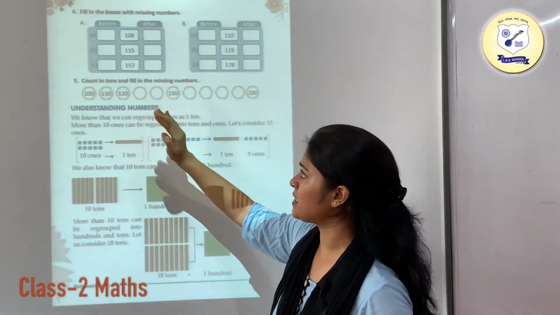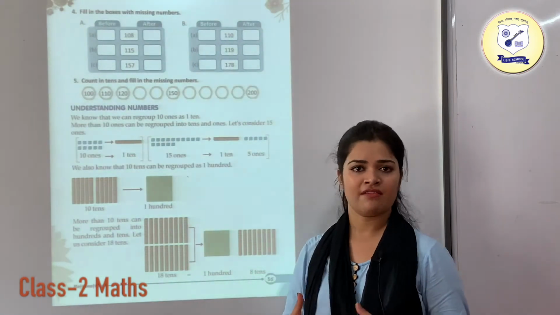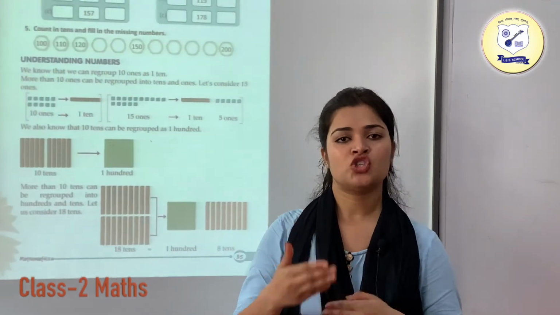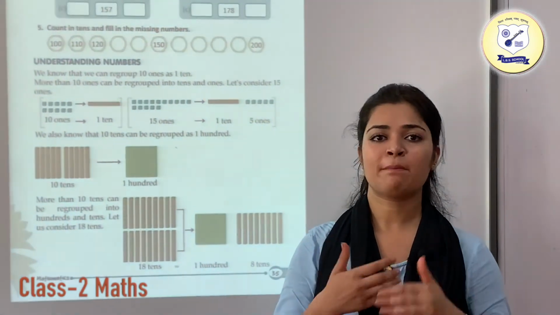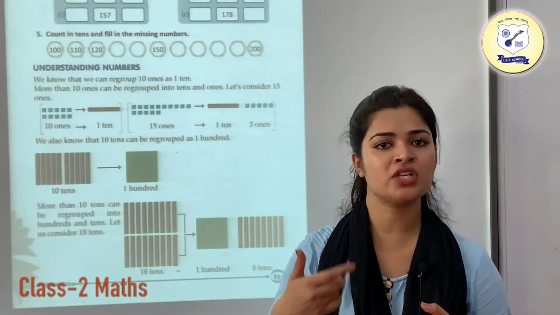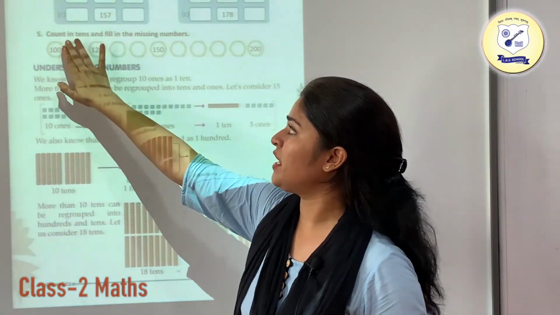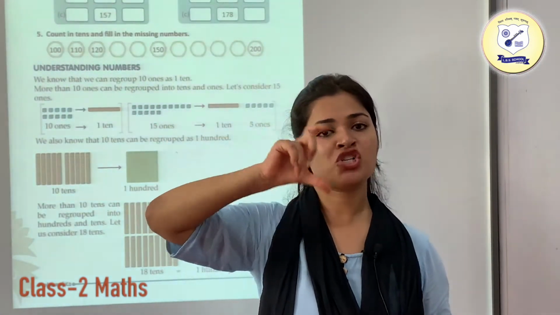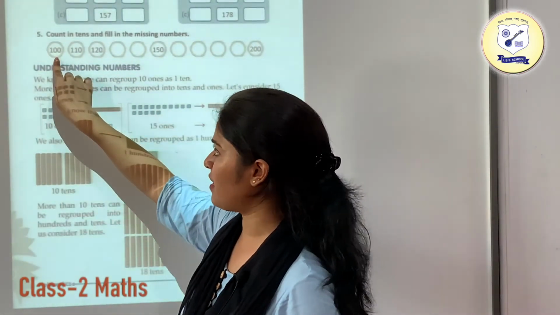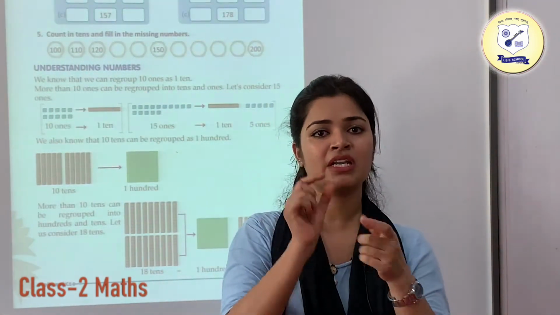Now the next question is count in tens and fill in the missing numbers. As I have taught you earlier, if you want to jump a few steps ahead, like we were jumping 2s, 3s, for that we were adding 3 or 2 to the given number. Now what you need to do is count in tens. So there should be a difference of 10 between the two numbers. Like you have 100, and if you want to move in tens from 100, what you are going to add to that number is 10.